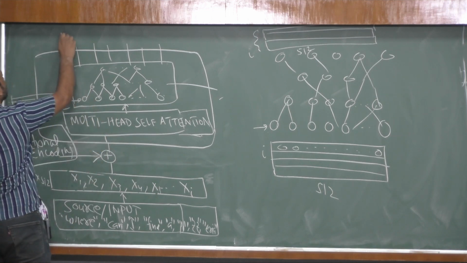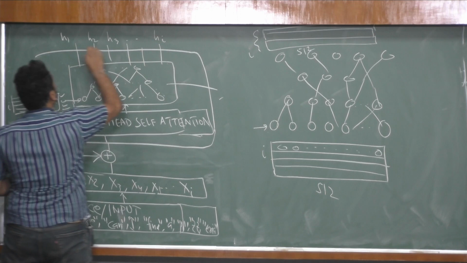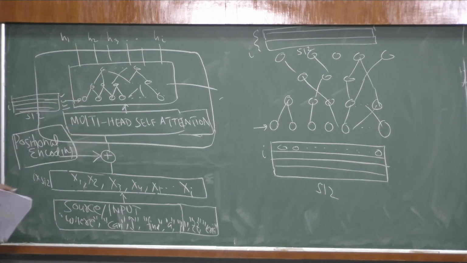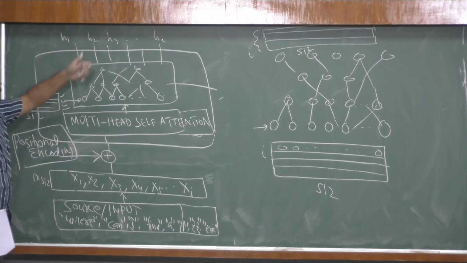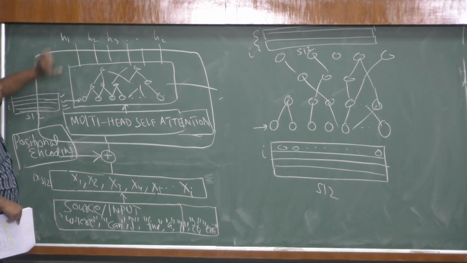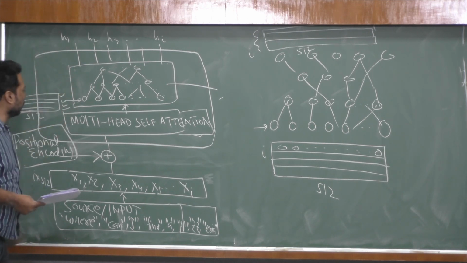So if I use this notation, then the outputs that I will get will be h1, h2, h3, hi. Each of these h are the same dimension as xi. In the original paper each xi was 512 dimensional, and here also we maintain that h1, h2 up to hi are each 512 dimensional. And why is that? Because we want to stack these again. That's the idea behind transformers: we will stack them again.